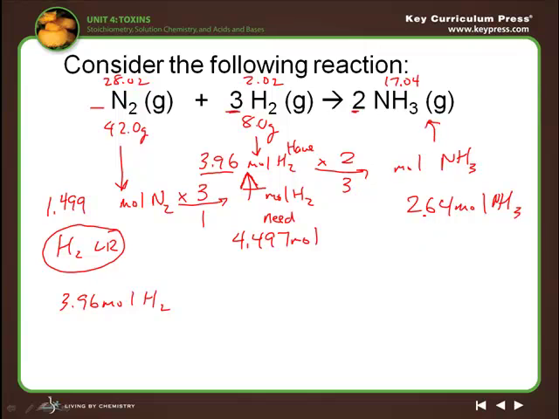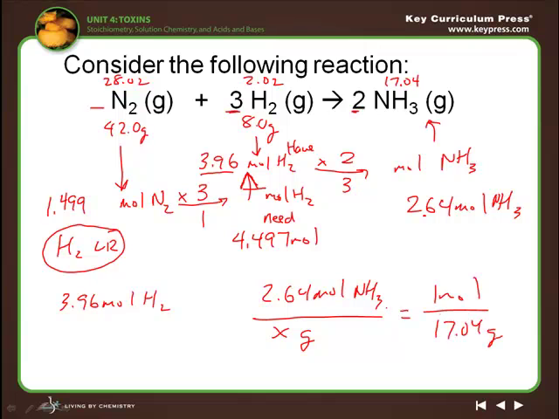And the last step is to get it into grams. So I'll show you the old-fashioned way. The NH3 is equal to X grams. 1 mole is equal to 17.04 grams. Cross multiply. And the answer we get is 44.9856, which is about 44.99 grams of NH3. Yes?